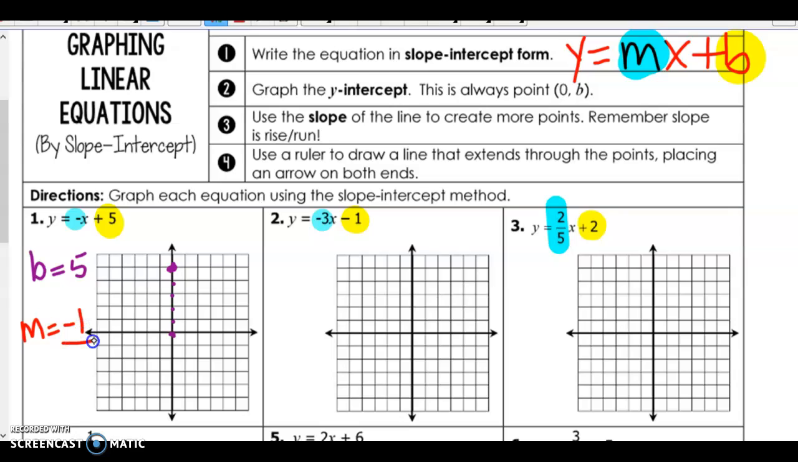And remember with the slope, you can always put it over 1. So that tells me from this point, from my b, I'm going to go down 1 because it's negative, and then I'm going to go to the right one. Down 1 to the right one, put a dot. And then follow that pattern. Down 1 to the right one, put a dot. Keep following that pattern until you run out of graph. And then you could do the opposite, go up 1 and to the left one.